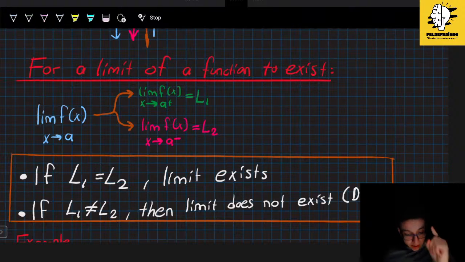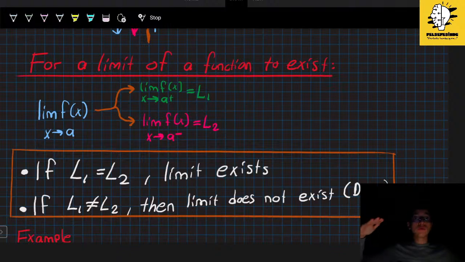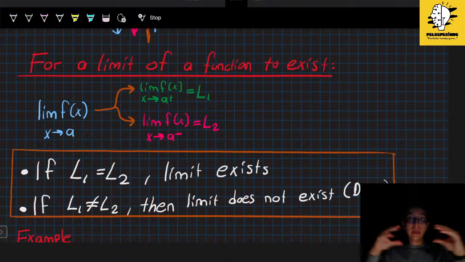For a limit to exist, L1 and L2 have to be the same points. They have to be equal to each other. If L1 and L2 are not equal, then the limit does not exist. And the abbreviation is DNE, we said, it does not exist. So I will go from right and also from left, and I will see if a limit exists. Those two have to be equal. From right and left, they have to give exactly the same answer.